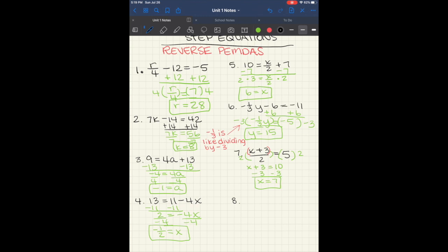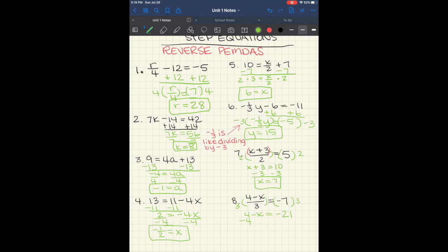Last example. We have 4 minus x over 3 equals negative 7. So this is just like the last one. We need to get rid of the denominator first. So we multiply both sides by 3. Now we have 4 minus x equals negative 21.